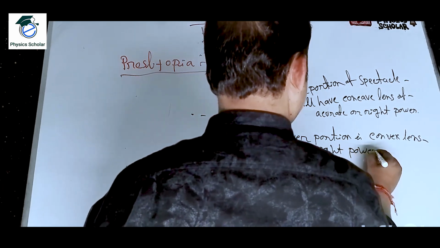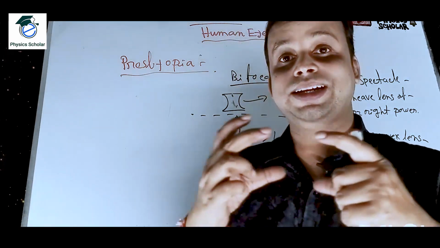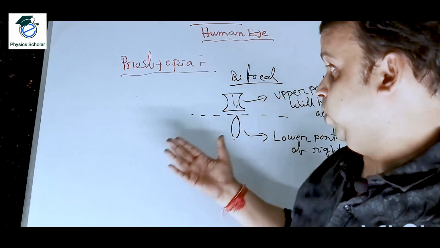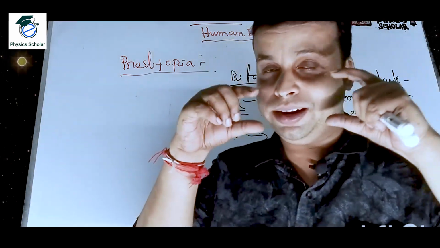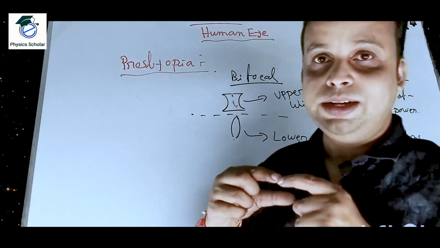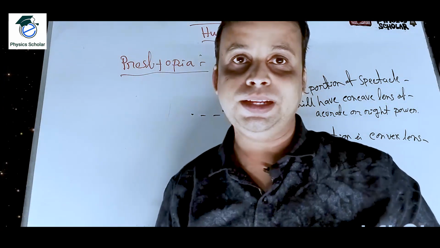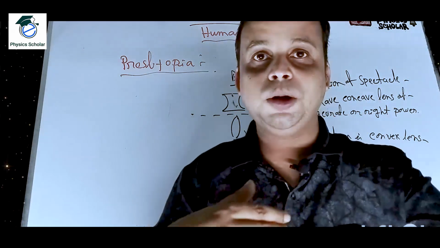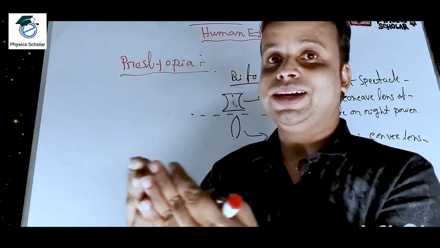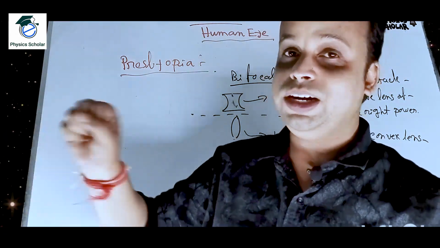Clear? That means if the person cannot see the nearby object, then a reading spectacle needs to be given to them. When they wear it, the lower portion will have the convex lens of exact power, and they can read things properly. You might have seen that old persons used to hold what they are reading far from their eyes, trying to read it properly.